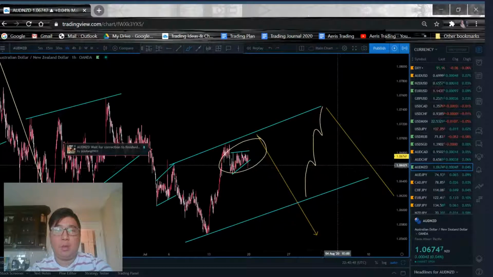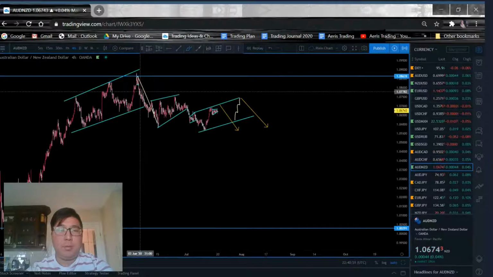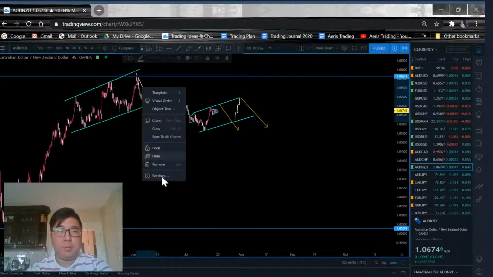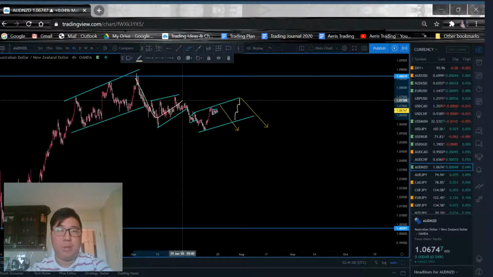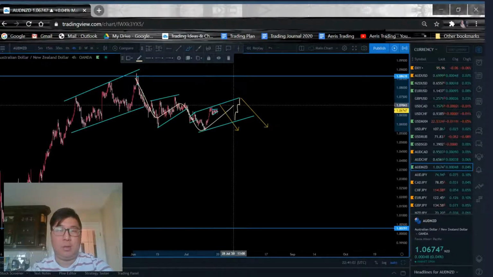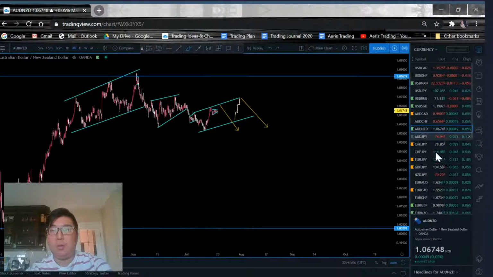If I zoom out a bit, that will be a little bit more clear. So this is still the move, right? Impulse, correction, impulse, waiting for this correction to complete, and then waiting for the next impulse. Okay, that's Aussie Kiwi. Moving on to a couple yen pairs.